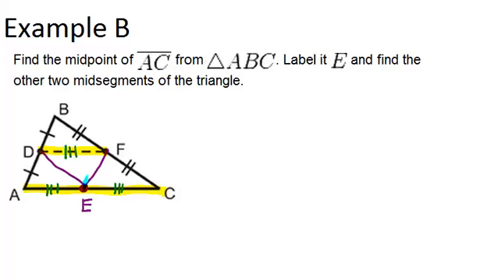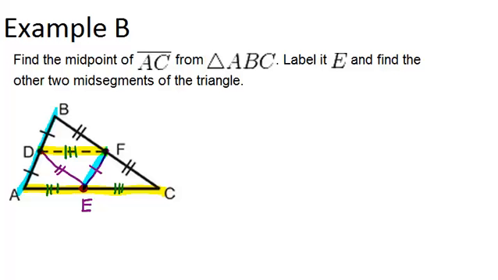Similarly, EF is half the length of AB. That means it's exactly the length of AD or of DB. So it needs 1 tick mark. The same logic could lead us to know that DE is exactly the length of BF and of FC.